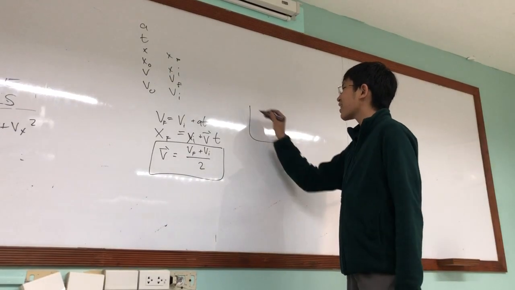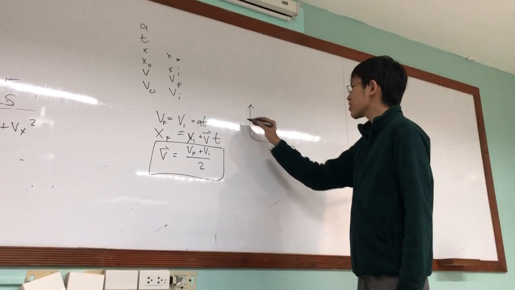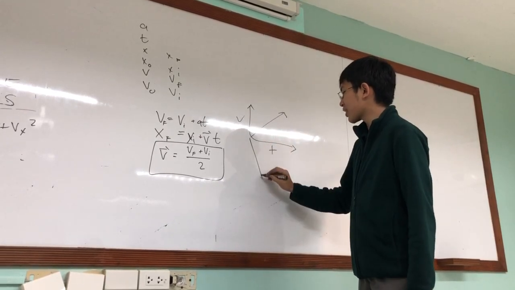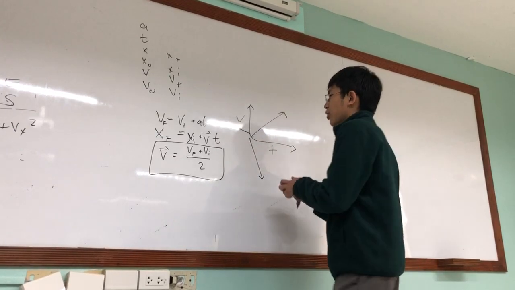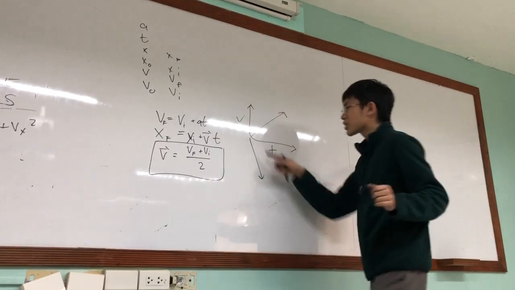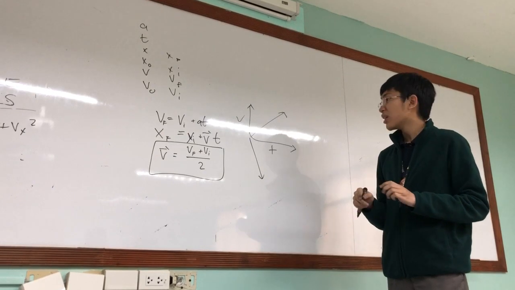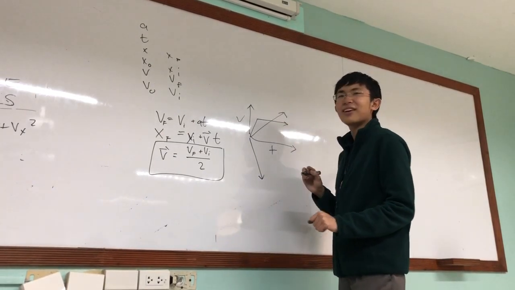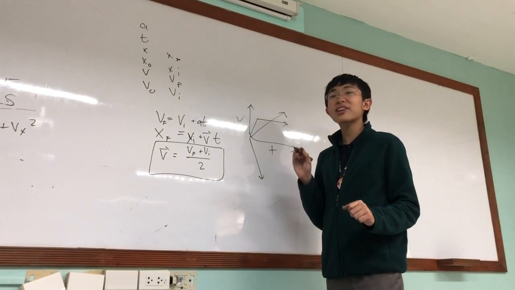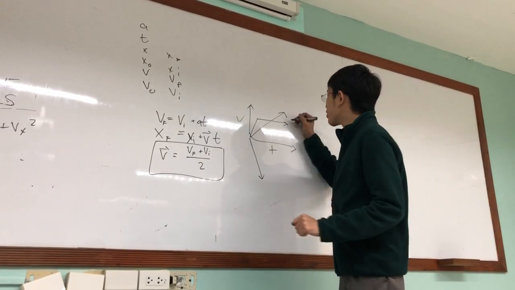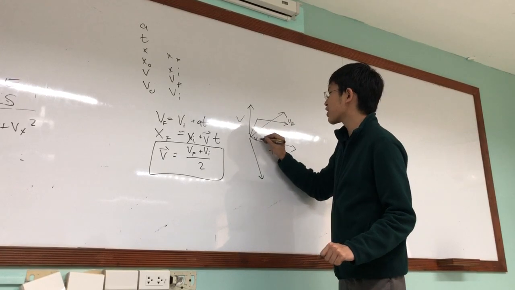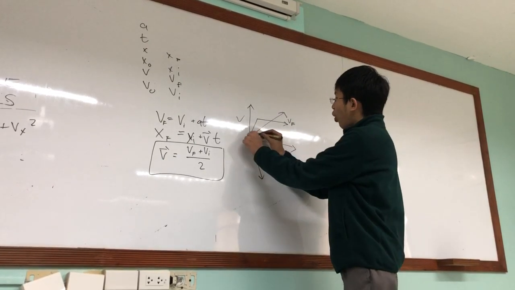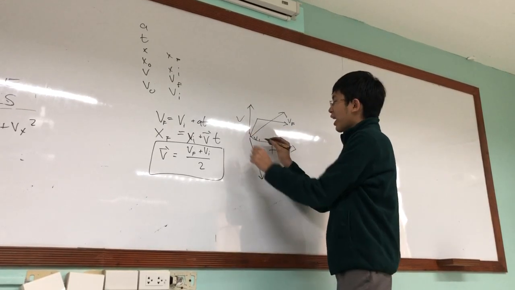Let's draw a velocity time graph. If our velocity time graph looks like this, or like that, you cannot use this as V final and this as V initial. They have to be on the same slope. It has to be all constant acceleration. Same line. Has to be.